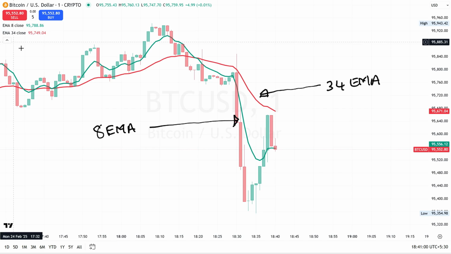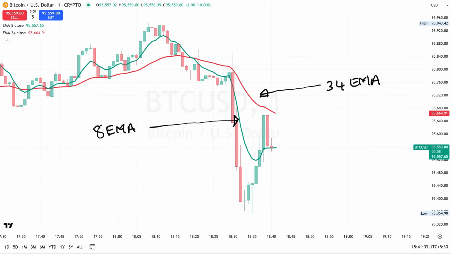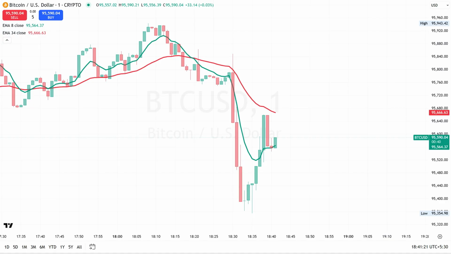Now, my trading approach with these EMAs is pretty straightforward. For a buy trade, I usually enter when the green 8 EMA crosses above the red 34 EMA. This tells me that the short-term momentum is turning bullish, and it's a good time to look for long opportunities. For a sell trade, it's just the opposite. When the red 34 EMA crosses above the green 8 EMA, it signals that the bears are taking control, and I'll look for short trades. Of course, I always keep an eye on price action and avoid trading in choppy markets, but this simple setup has helped me find some clean entries.